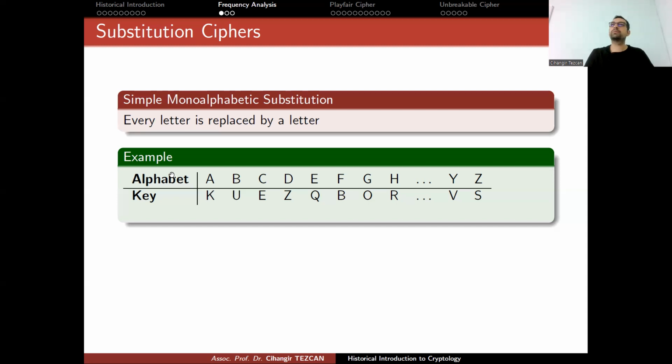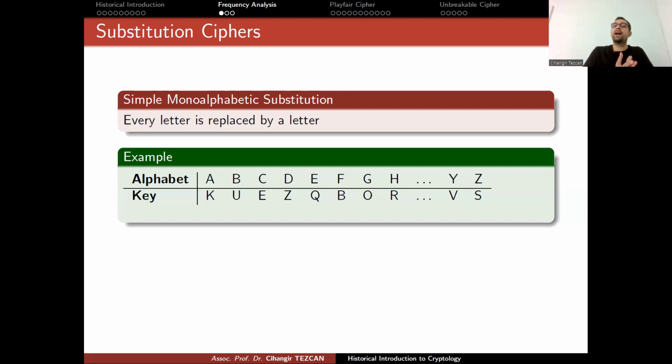You write your documents, then take another paper, and in your original document, whenever you see A, you replace it with K. Whenever you see B, you replace it with U. Okay? So this way it looks like something random. And the person who receives your ciphertext already knows the key. So whenever they observe K, they will replace it with A. Whenever they see U, they will replace it with B, and so on. They will convert the ciphertext back to plaintext.